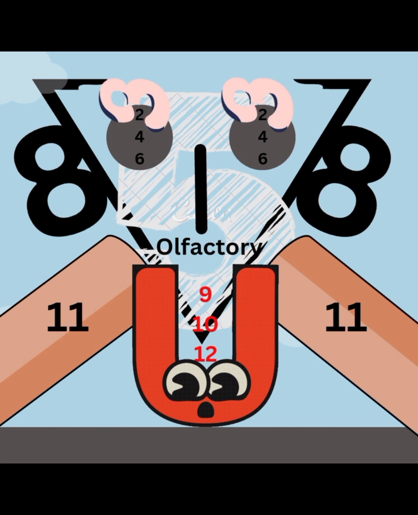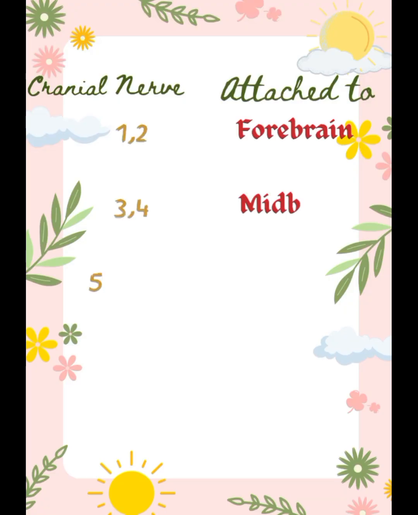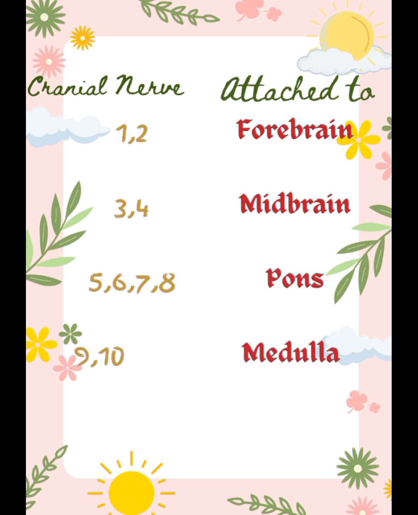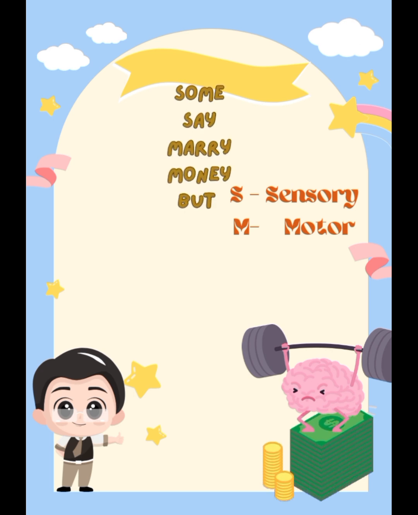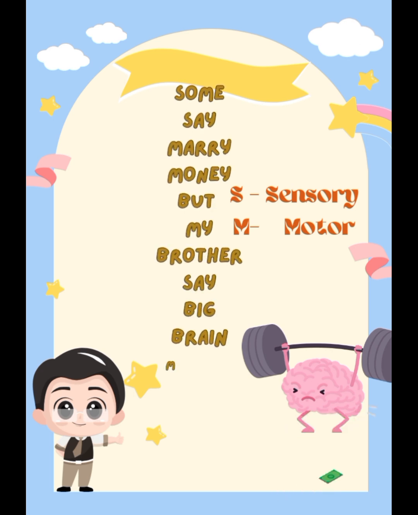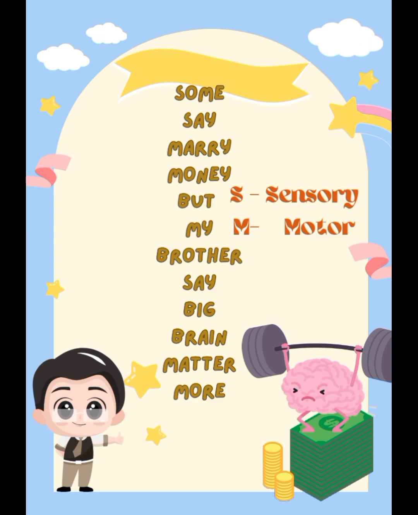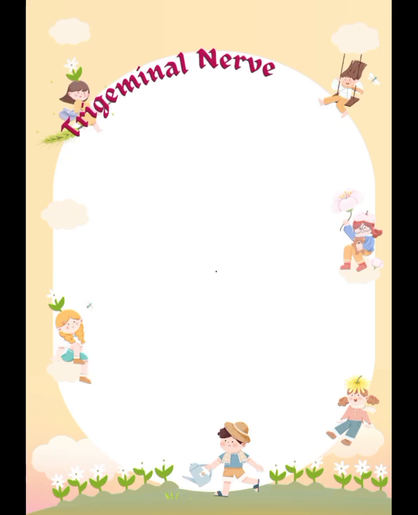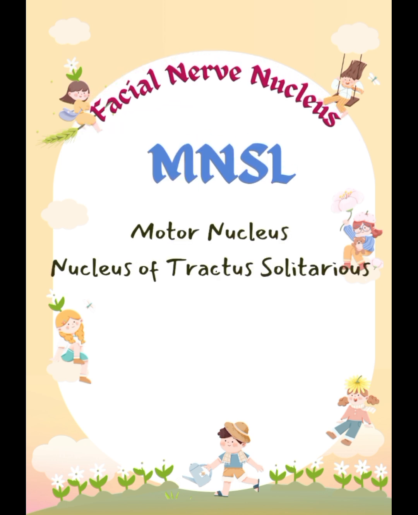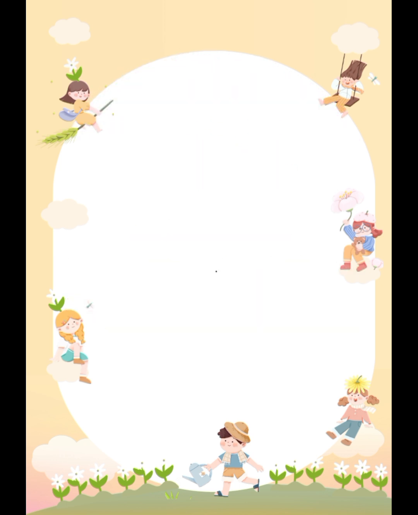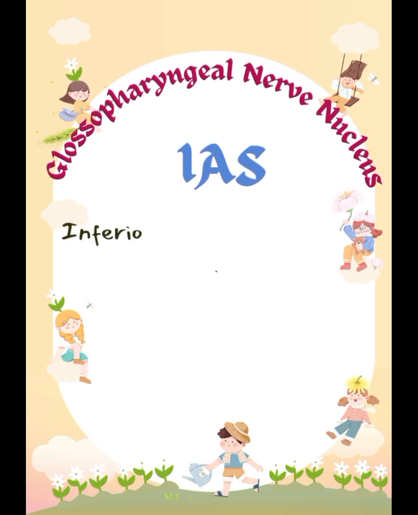Then comes the attachment: 1, 2, 4 brain, 3, 4 midbrain, 5, 6, 7, 8 pons, 9, 10, 11, 12 medulla. Then comes function. Some say marry money, but my brother says big brain matter most is the mnemonic. S is sensory, M is motor, B is both. And we reviewed nucleus. So trigeminal M square S square, facial MNSL, glossopharyngeal IAS. So yes, you're done with today's lecture.